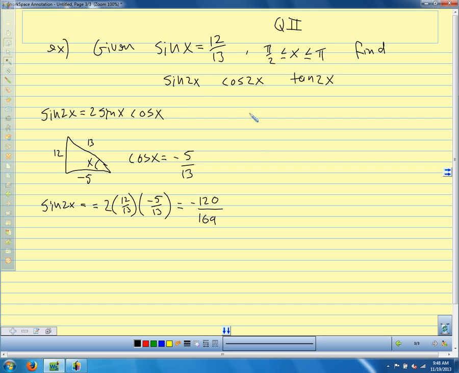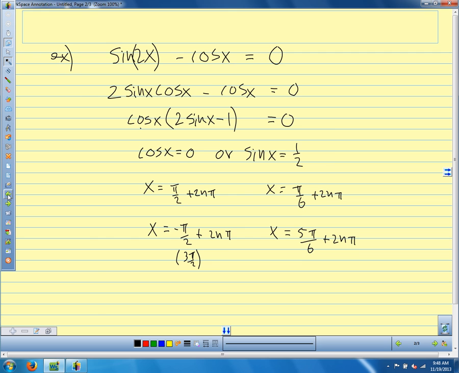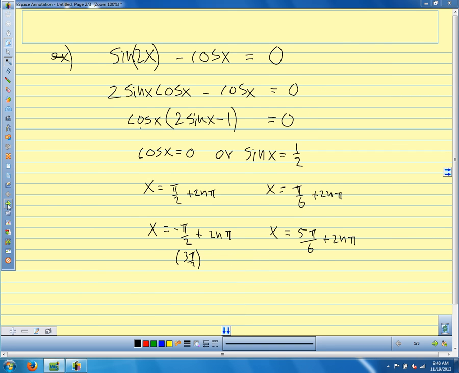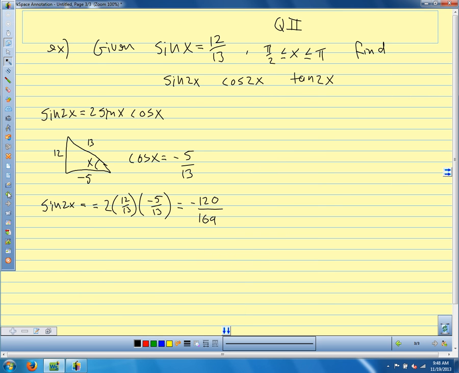Now let's find the cosine of 2x. We have several choices we can make here. We have 3 formulas that we can use to find the cosine of 2x. We could choose any of these. We have the sine of x and we have the cosine of x now, so we could choose any of these. I happen to choose this one because we already knew the sine of x, so I just used the one that had what we knew. I could choose any of the 3, we'd get the same answer.